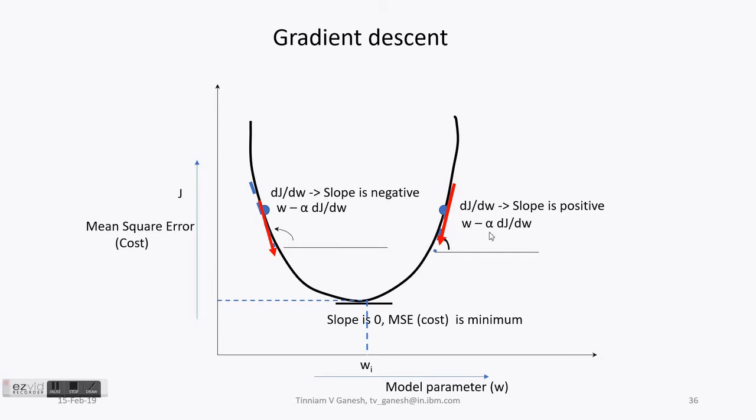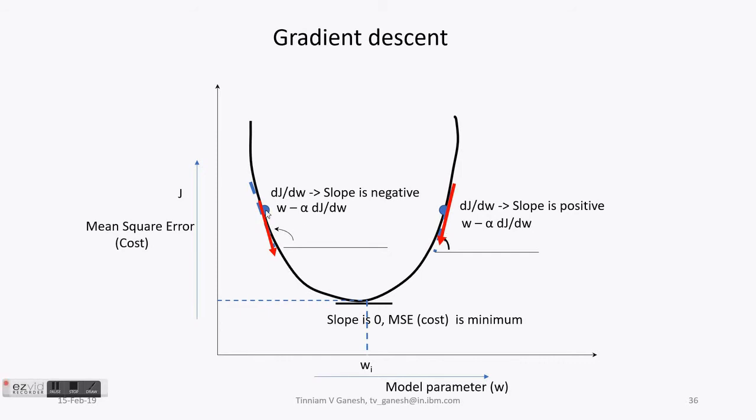So from this weight we subtract: W minus alpha dJ by dW. Since the slope is positive, I am subtracting from W alpha times some small positive value, which will be a small positive number. So from W I am subtracting a small positive number. Essentially my new value of W will be slightly less than this, so I will move in this direction.